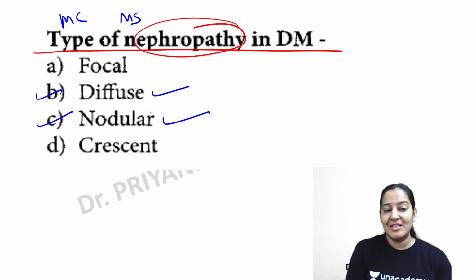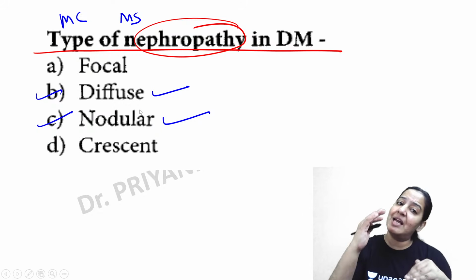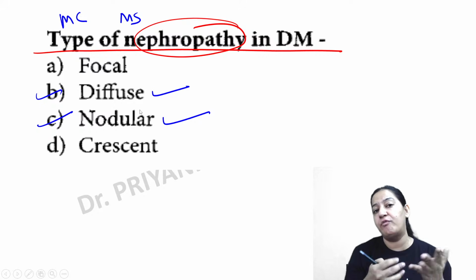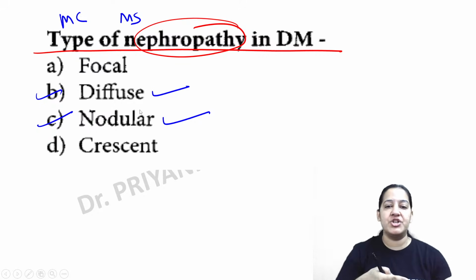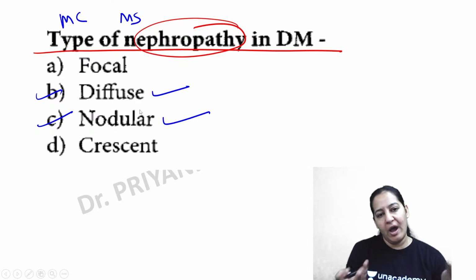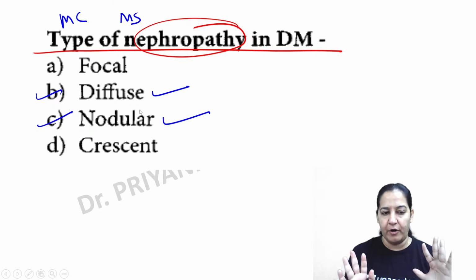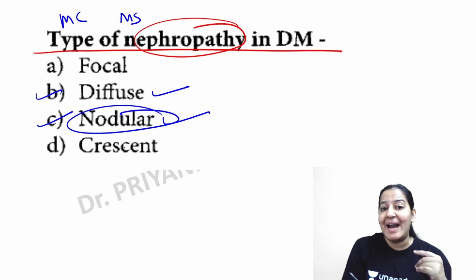But if I consider the specific one, nothing else is given, and the same question comes in your exam right now, what will you do? You cannot stand up, raise your hand, and say the question is wrong, change it. You cannot do that, right? So you have to tick one of the options. So go with nodular because it is at least the specific one.